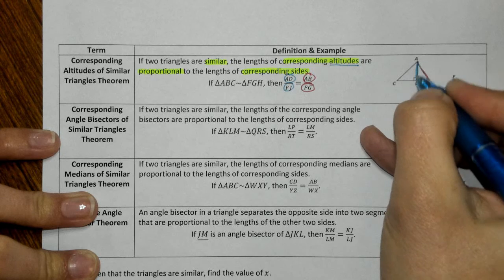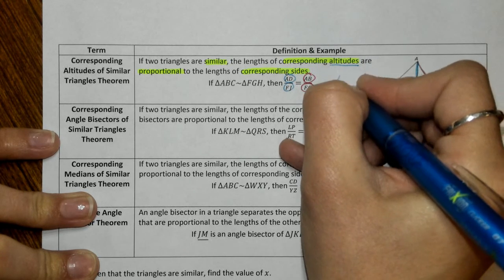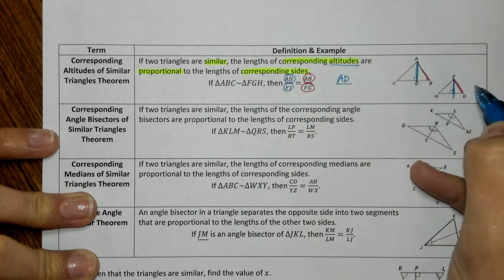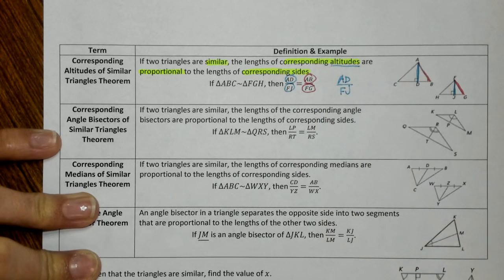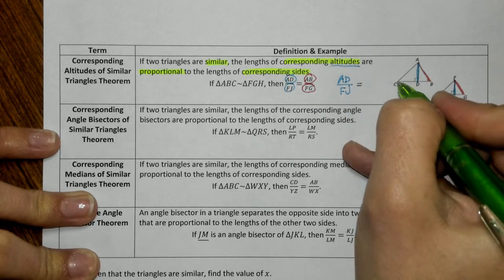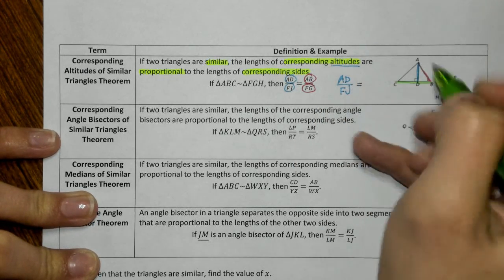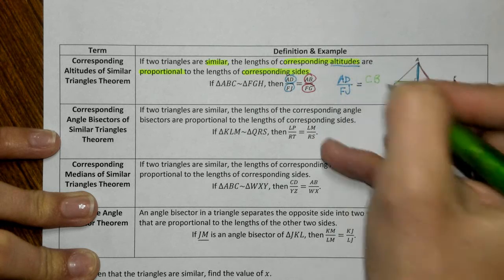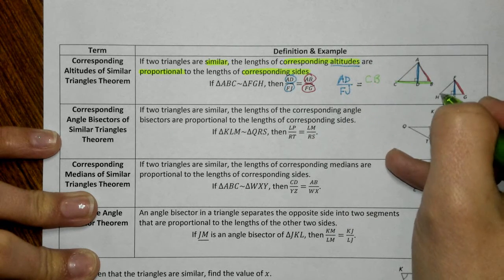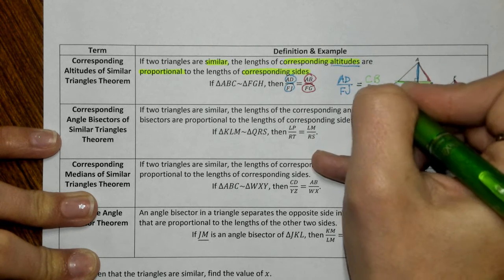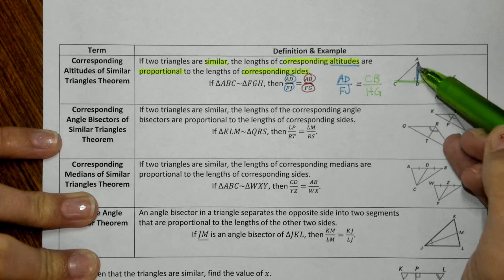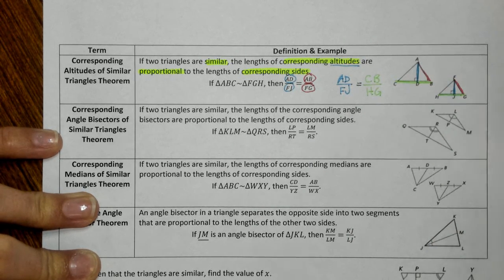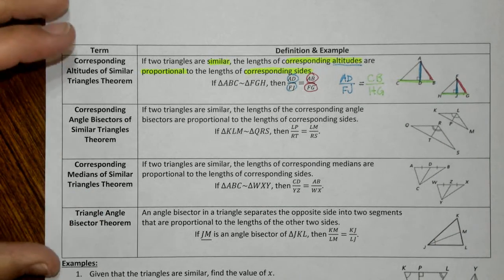We can use segment AD right here, our special segment, our altitude AD is to our other altitude FJ. And we can actually set that equal to, let's pick a different side, let's say here, side CB and side HG. You can also set these altitudes equal to AC and FH. So there are three different ways we can set that up.